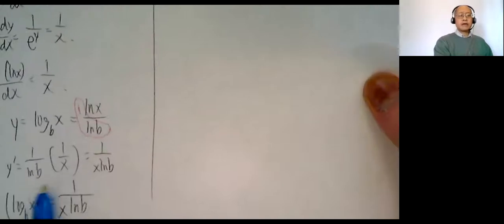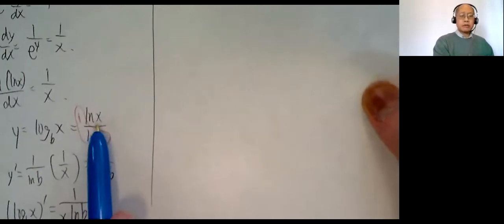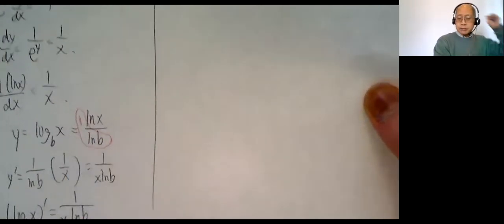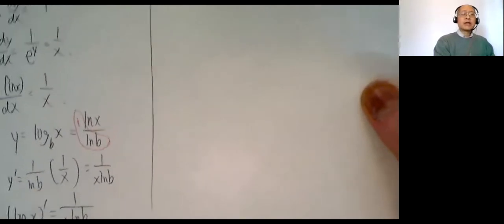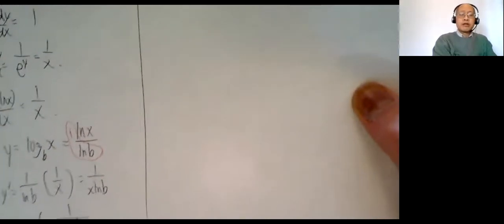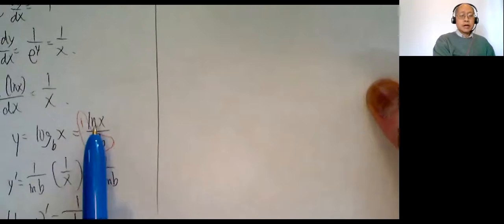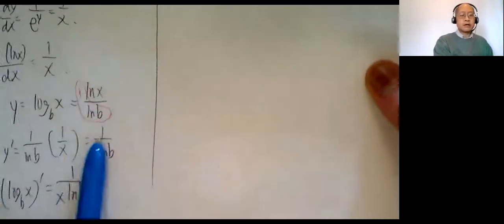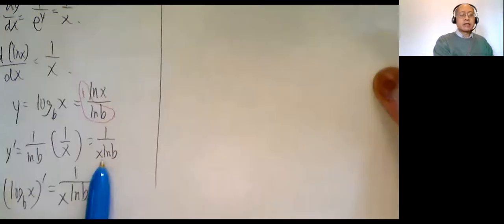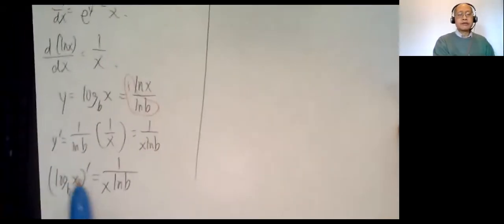So therefore, y prime is, this is a constant multiplier. If you have a constant times a function, the derivative is the constant, 1 over ln b, times the derivative of the function. And now that I've written this in terms of natural logs, I now know the derivative of ln x is 1 over x. Writing this a little bit cleaner, 1 over x ln b. Okay, so put this on your next cheat sheet.